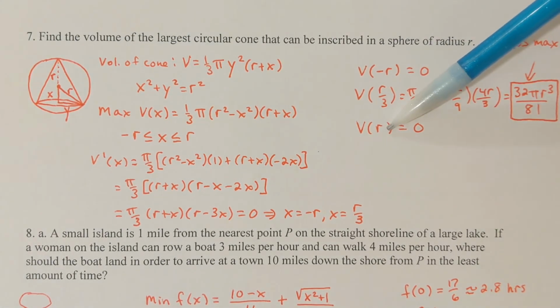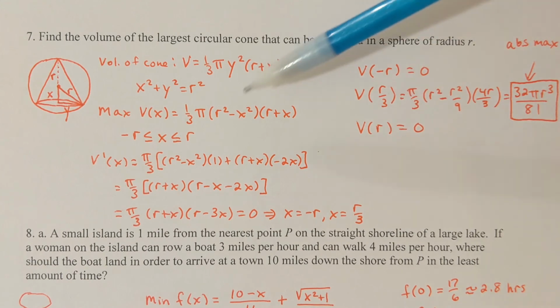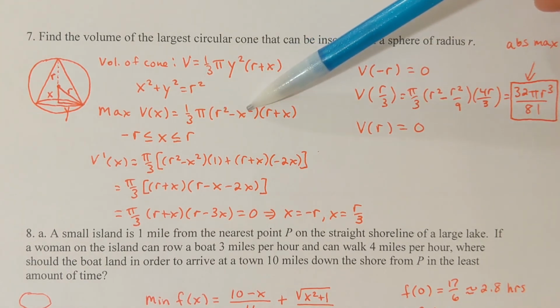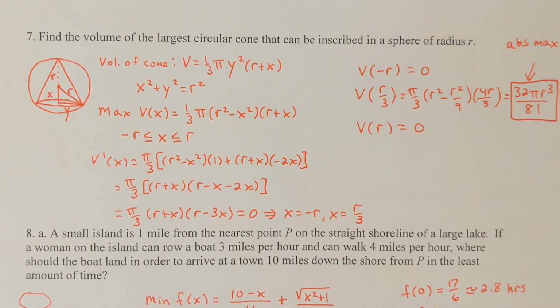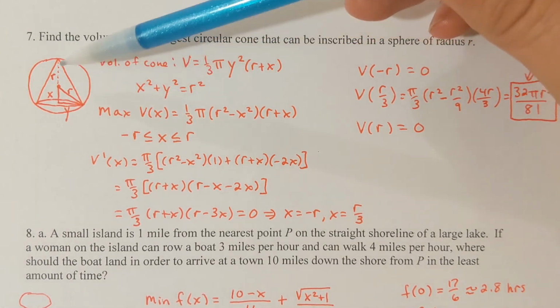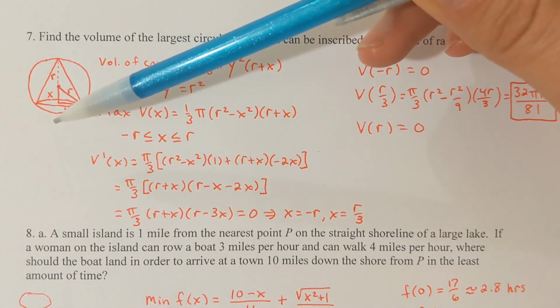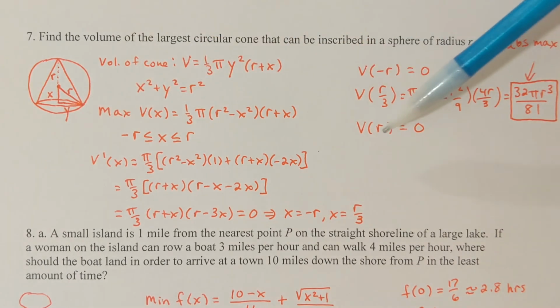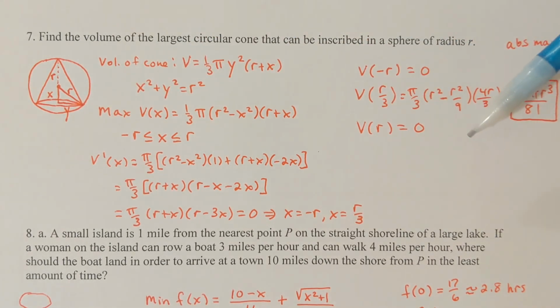If x is r, and you plug that in, r squared minus r squared is 0. If x is r, you're going to have a vertical line in the sphere. You're not actually building a cone, and so therefore the volume would be 0.